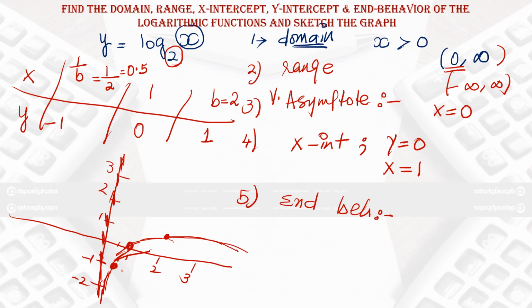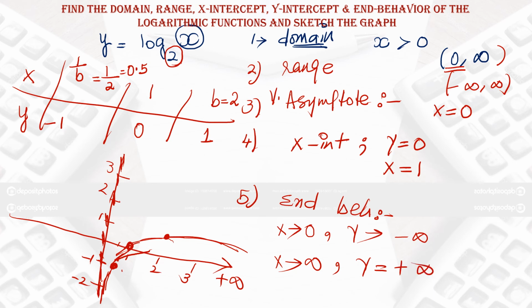Now after that, what you have to do? You have to write the end behavior. That means when x approaches the vertical asymptote, that is 0, y approaches where? So when x approaches 0, the y is going down, that means negative infinity. And when x is increasing on the right-hand side, toward positive infinity, the y value is also above the x-axis. So the y value is also increasing.